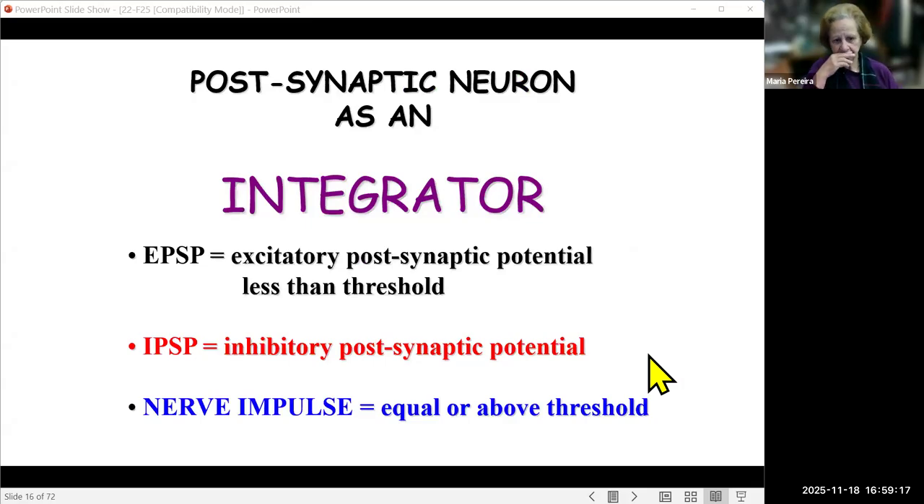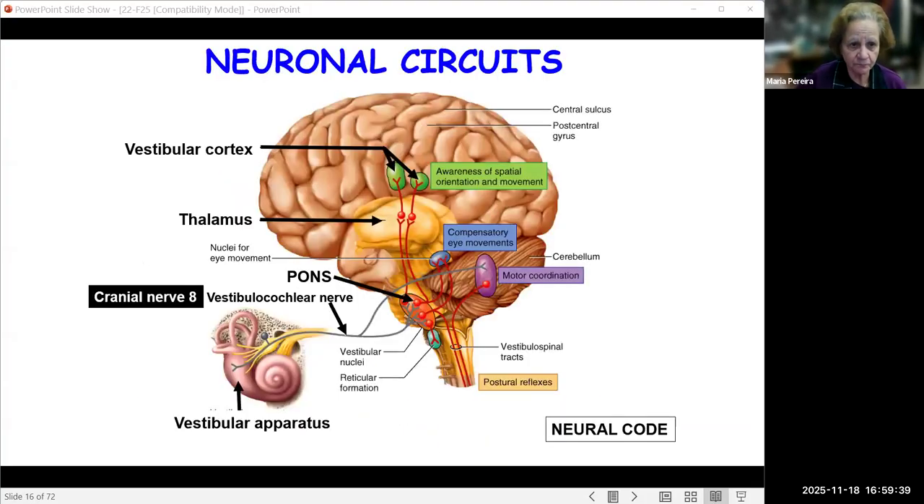So the integrator sums up the effect of the presynaptic neurons. If they generate EPSPs and IPSPs, they are added up, the summation, and if it reaches threshold, then the nerve impulse, the action potential, will travel down the axon.